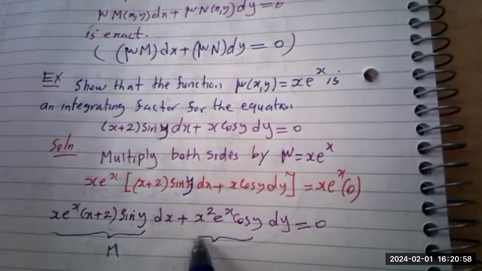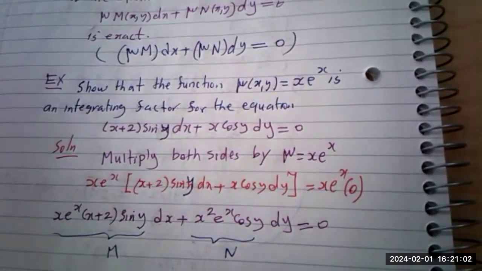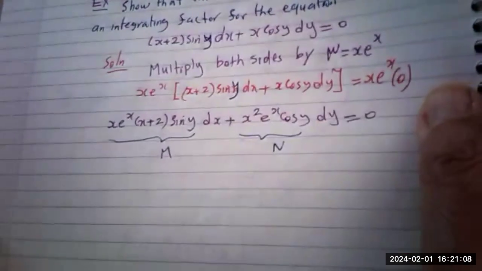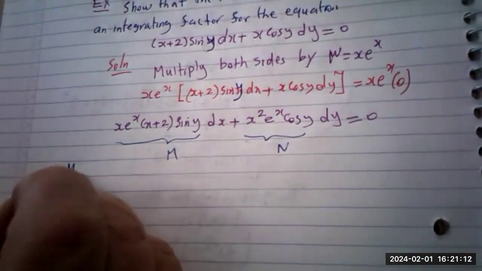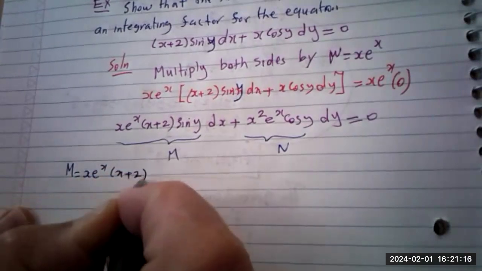And this is going to be your n. Find my and nx so that they are equal to each other. Okay, you can do it right away. I just repeat it. You don't have to. So this is your m. You don't have to simplify it because you're not going to do much.